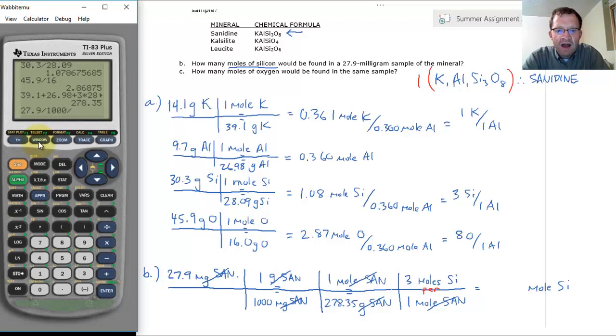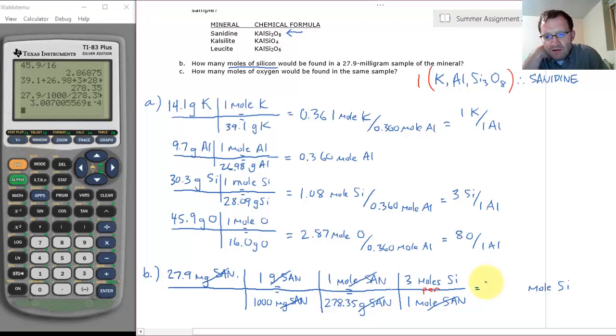I also need to divide that by 278.35, and then I need to take that whole thing times 3. Okay, and so the answer comes out here to be 3.01 times 10 to the negative 4th moles of silicon. So not very much. Right? Not a lot of silicon.